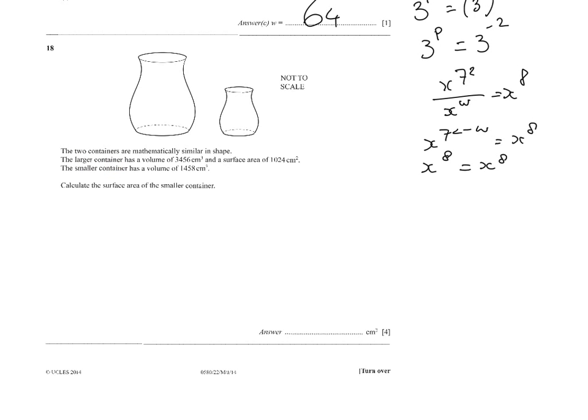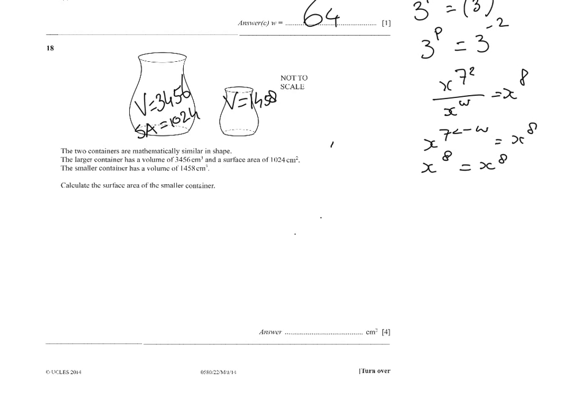What does it say? It says the two containers are mathematically similar in shape. Okay, that's very important, of course. There's a particular scale factor. One pot is a particular amount of times larger than the other pot. The larger container has a volume of 3,456 centimeter cube. I'm going to write it down. V equals 3,456. And the surface area, it continues, is 1,024. The smaller container, it says, has a volume of 1,458. And then find the surface area of the smaller container.